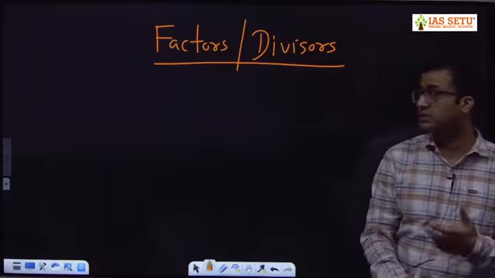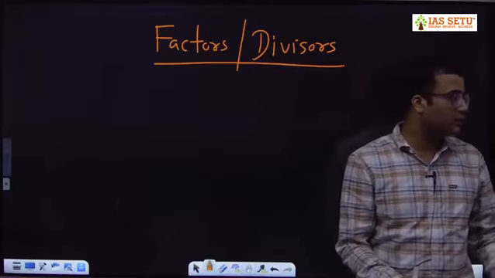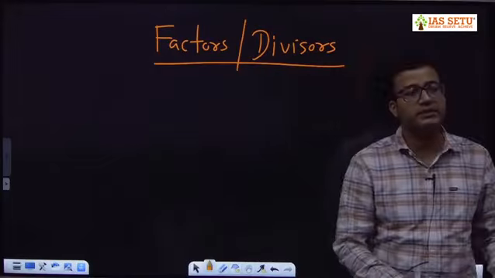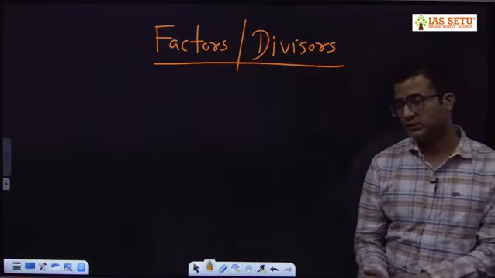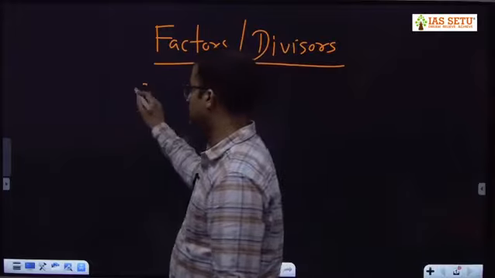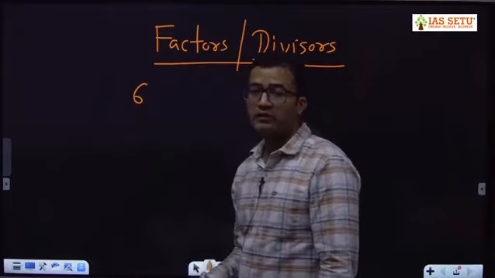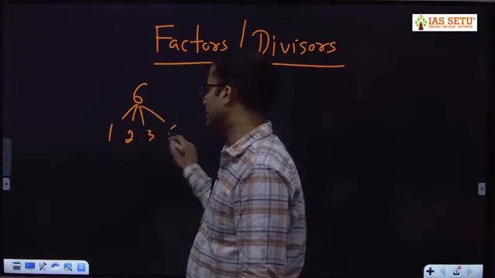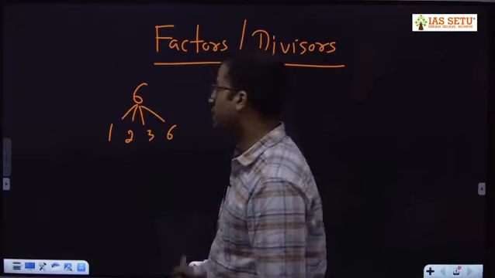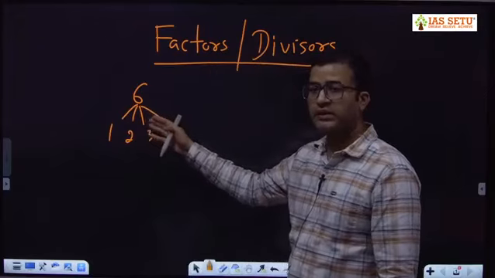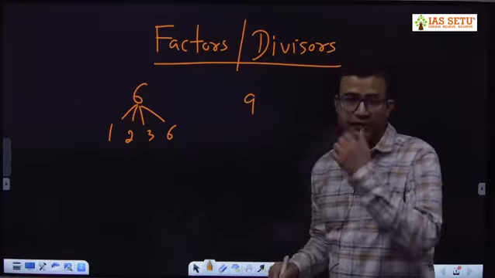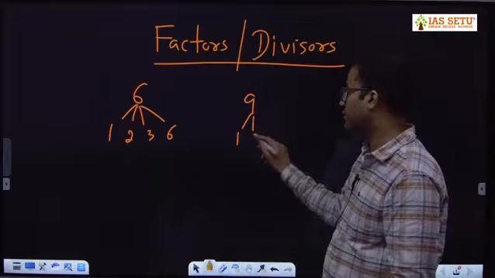Yesterday I used this term factor divisor, and many online students asked in the doubt session. So today I will teach factors divisor. If we have number 6, what are the factors of 6? 1, 2, 3, 6. These are the factors of 6, or you can say these are the divisors of 6. Tell me what are the factors of 9? 1, 3, 9.